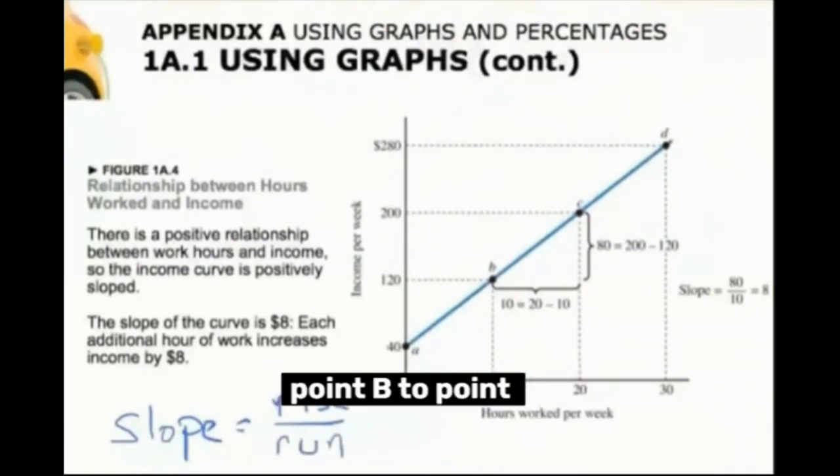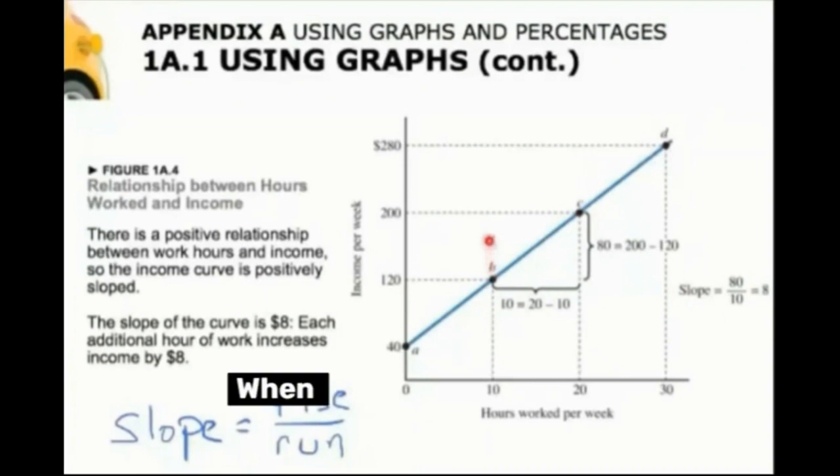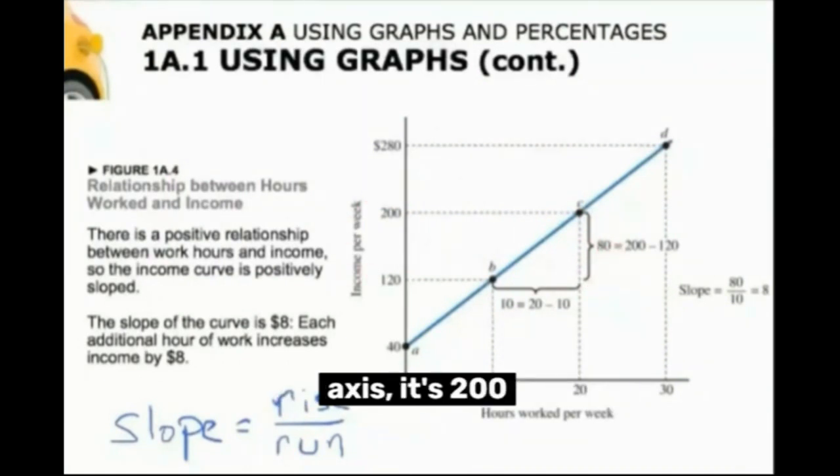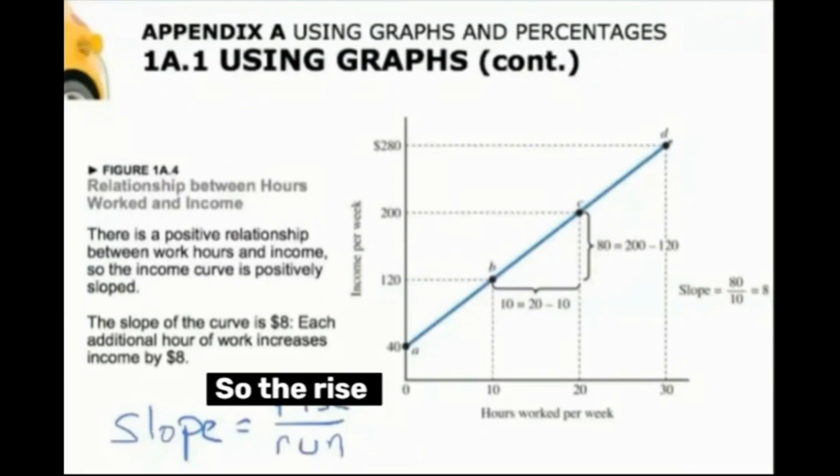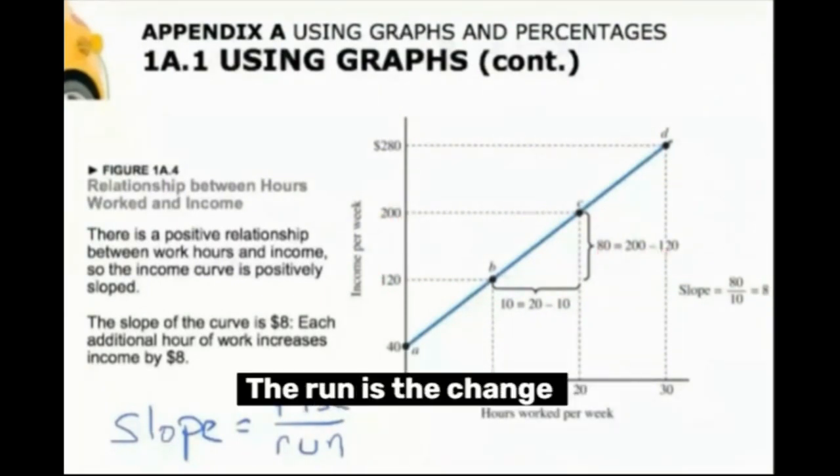Well, what's the rise? Suppose I'm going from point B to point C. The rise is how much you've gone up, or how much higher is point C. Well, we can look at that. It's 80 units of whatever's on the vertical axis. It's 200 minus 120. So the rise is going to be equal to 80.